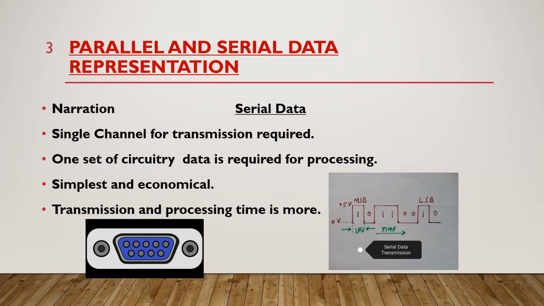Now in this case, a single channel is required for the transmission. One set of circuitry is required for processing, since it is a single bit which is being transmitted or processed at the same time. Similarly, it is the simplest and economical, because since it is a single channel, it is simple and economic. But the transmission and processing time is more, because it is one bit at a time which is being transmitted as well as processed. But that time spent is worth it when you are traveling hundreds and thousands of kilometers on a single line. You can't obviously afford the parallel data, or a larger number of bits.